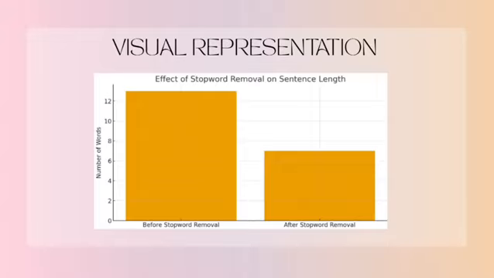Now here's the comparison before and after stopword removal. This clearly shows how the process reduces the length of the sentence while still keeping the most important information. In fact, this kind of reduction is very useful when working with large amounts of text because it makes computation faster and more efficient without losing the key messages.